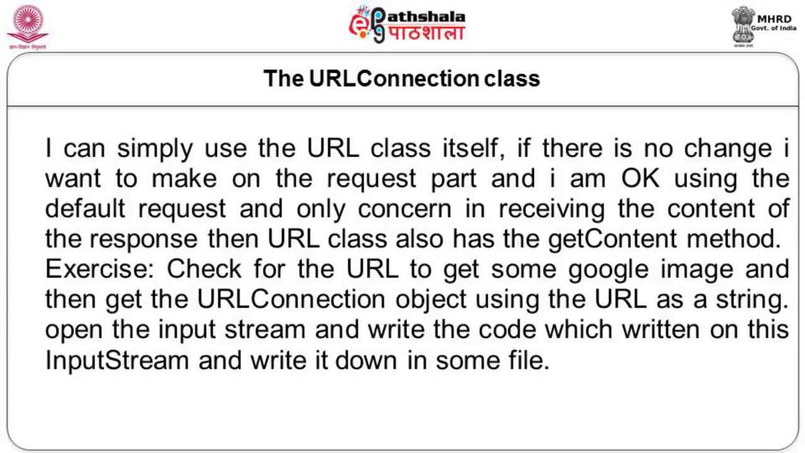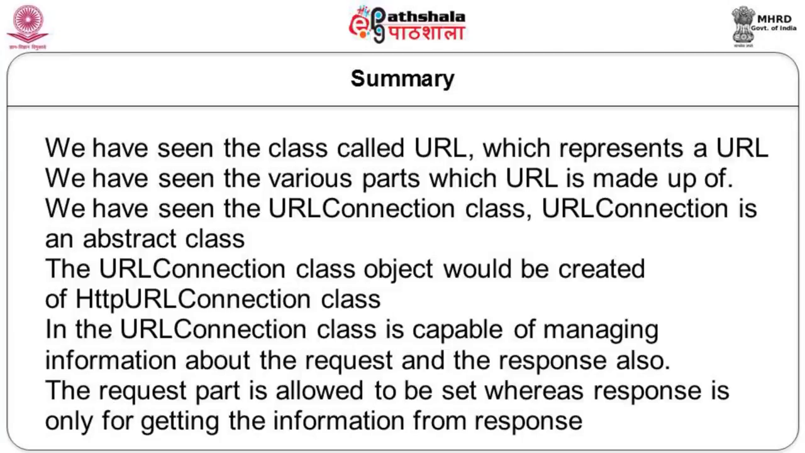What we have seen here is a class called URL, which represents a URL. We have seen the various parts which go in a URL. We have seen the URL connection class. URL connection is an abstract class. The actual class object which would be created would be the object of the HTTP URL connection.